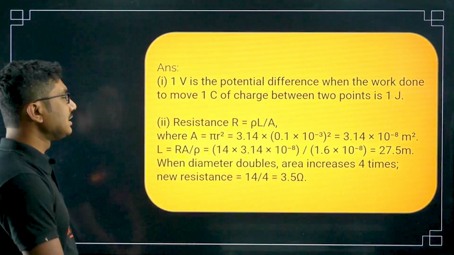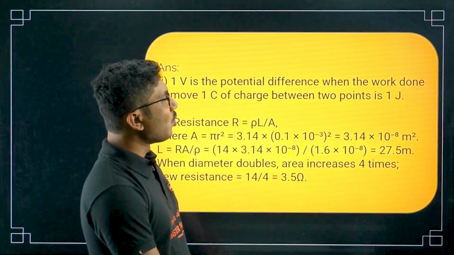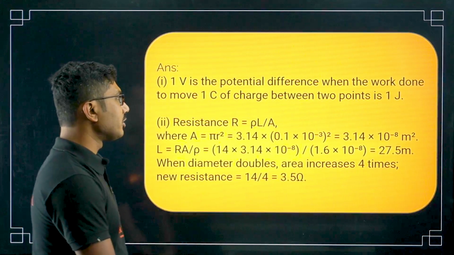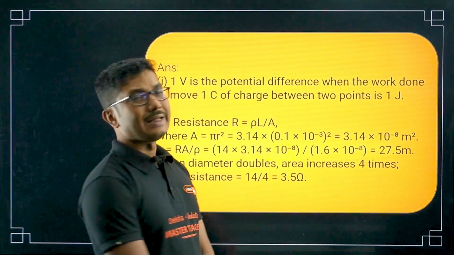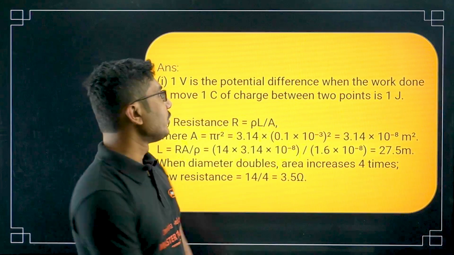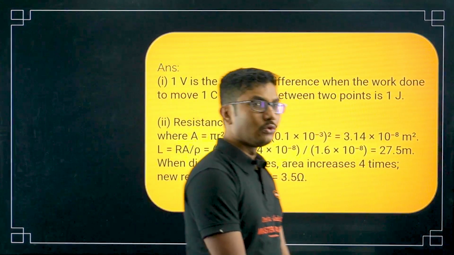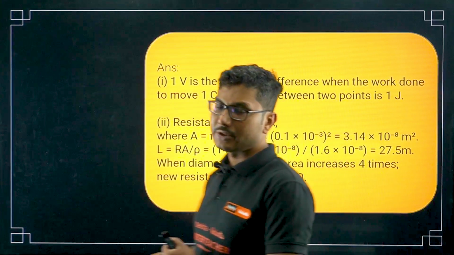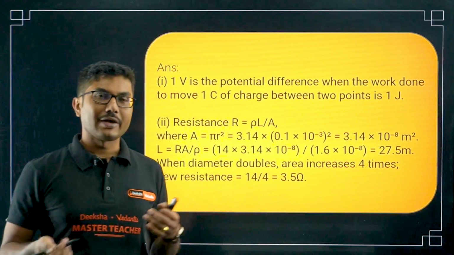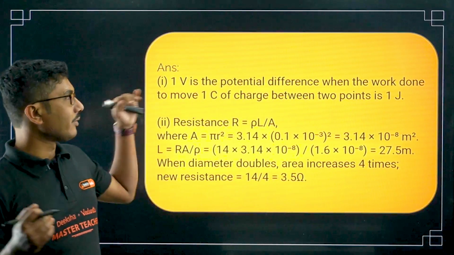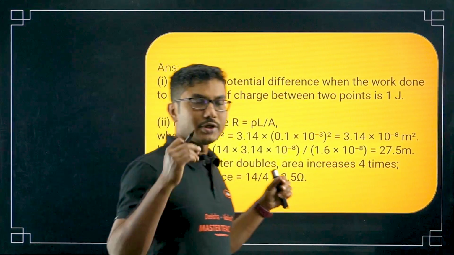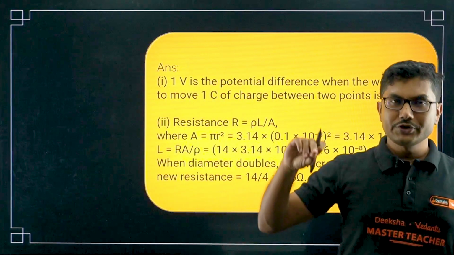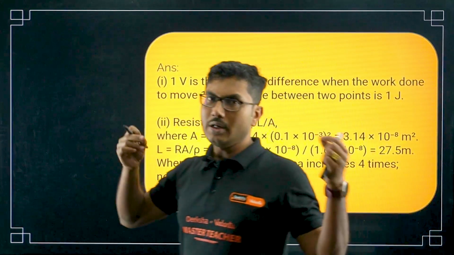So 1 volt is the potential difference when the work done to move 1 coulomb of charge between 2 points is 1 joule. So if you are doing 1 joule work to move a 1 coulomb charge between 2 points, then the potential difference between them is basically 1 volt. Whatever language you choose, you have to be careful. Okay, 1 coulomb charge, 1 joule work, the potential difference between the points is 1 volt.